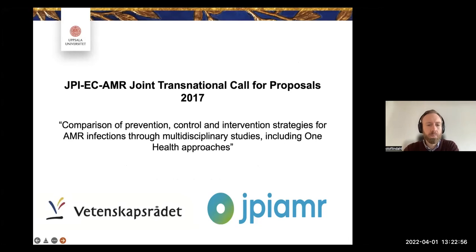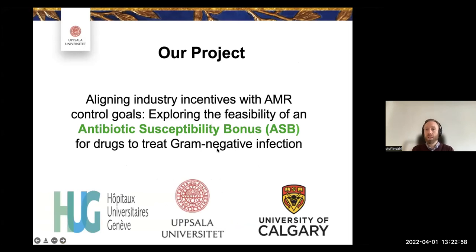And this project was called specifically, it's a quite wordy title, Aligning Industry Incentives with AMR Control Goals: exploring the feasibility of an antibiotic susceptibility bonus for drugs to treat gram-negative infection. So this bonus is the product we have tried to develop in this project. And the collaborators of the project, which will be introduced later on as well, are the University of Calgary, University Hospital of Geneva, and Uppsala University.